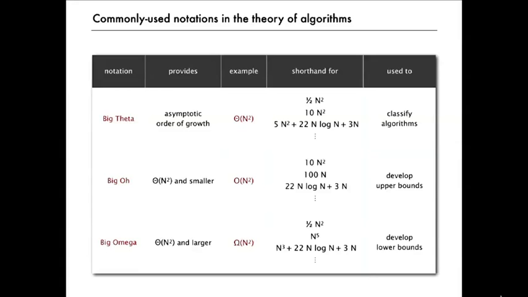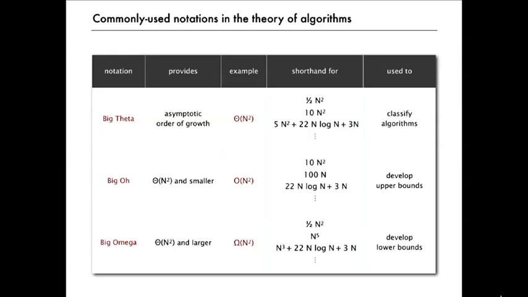Now, in order to do this, there are these commonly used notations called the big theta, big O, and big omega notations. And those definitions are given here. So the big theta notation is just a way to describe the order of growth. Theta of n squared is kind of shorthand for anything times n squared. It's bounded above and below by a constant times n squared. And that's what we really use to classify algorithms.